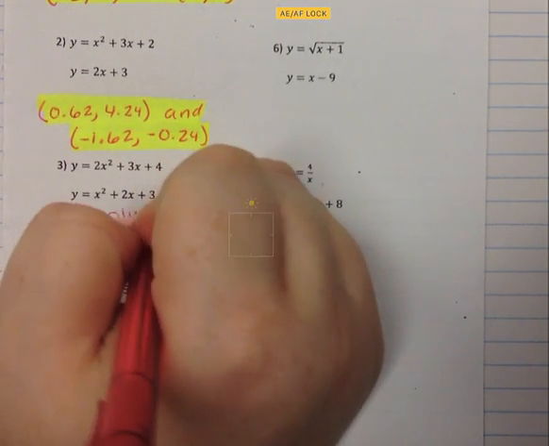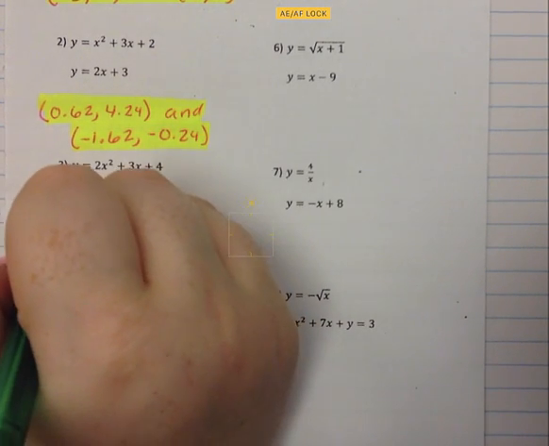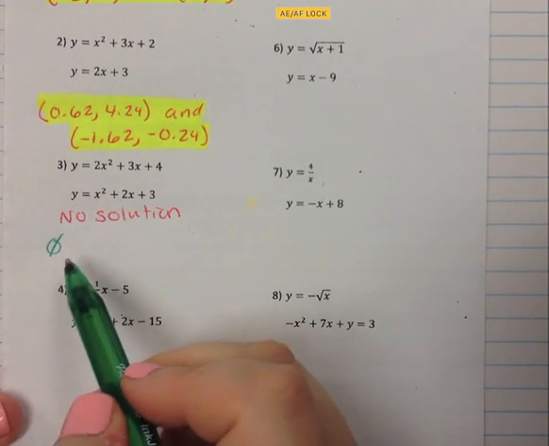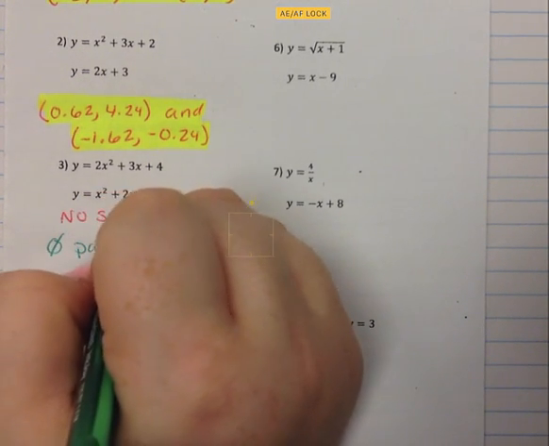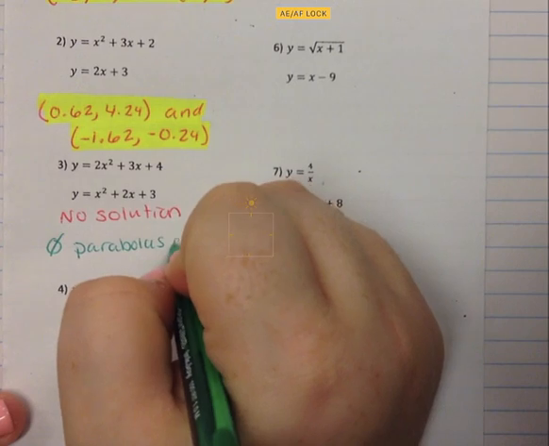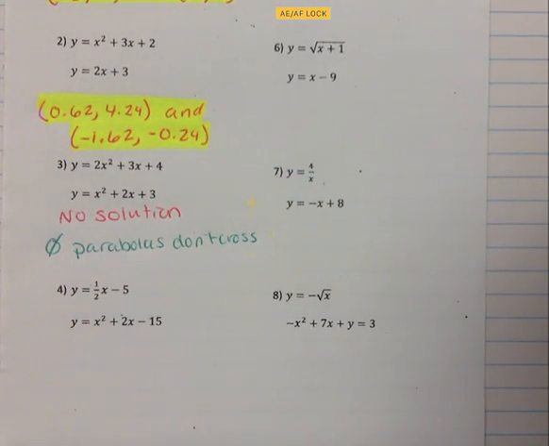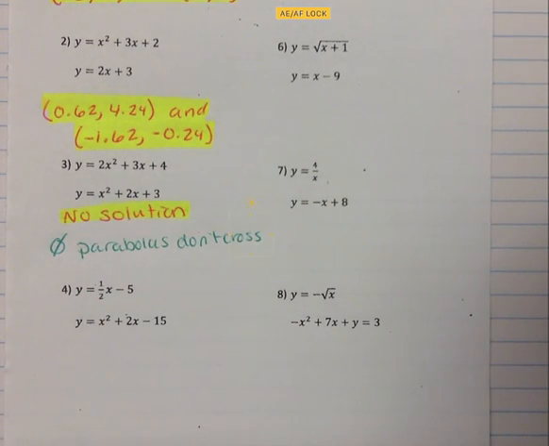Because again, a solution for a system is where they intersect. So if I write it like this, 0 with a slash through it, this means no solution. This does not mean 0. This means that the parabolas don't cross for this problem. The parabolas don't cross because there was no solution. And again, that's okay to have no solution. If they were the exact same parabolas, they would have infinitely many solutions. So we can also have no solutions just like in lines.